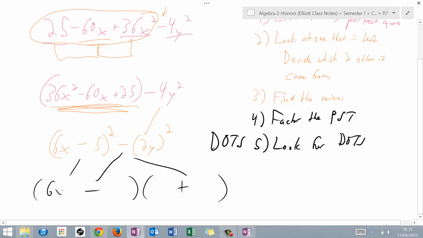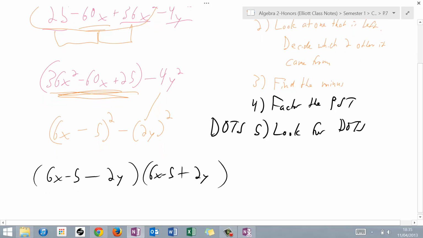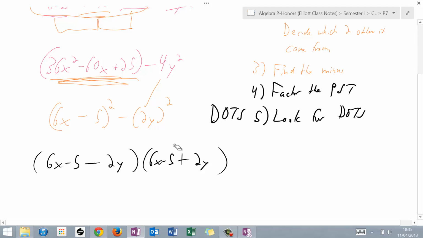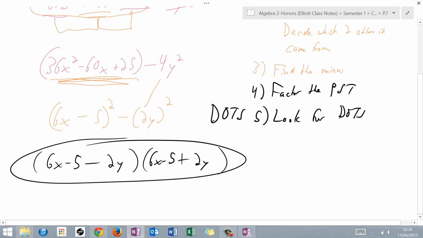This is going to come down here, 6x minus 5. This is going to come down here as a 2y. And then we have 6x minus 5 plus 2y. Just clean that up a little bit, and that's actually a pretty decent final form. I can't simplify that anymore. So 6x minus 5 minus 2y, 6x minus 5 plus 2y. And that one is done.